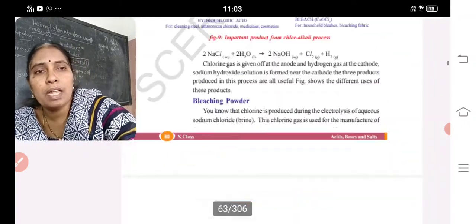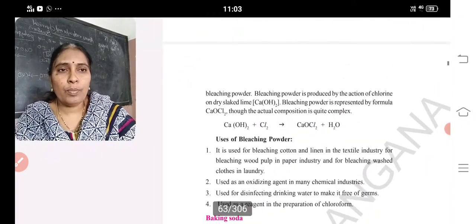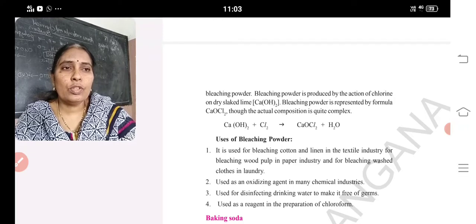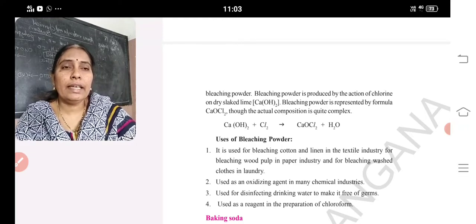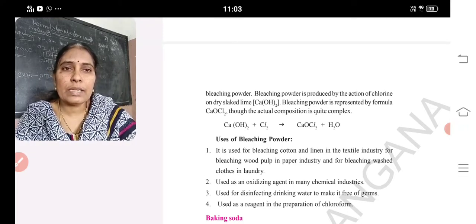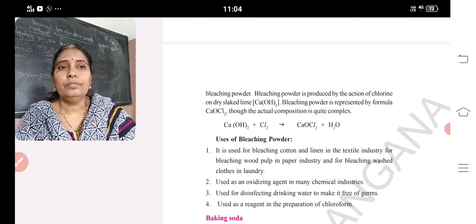Chlorine gas is passed through slaked lime to make bleaching powder. So bleaching powder is produced by the action of chlorine on dry slaked lime. Slaked lime's formula is calcium hydroxide. To that you add chlorine. It forms calcium oxychloride plus water.